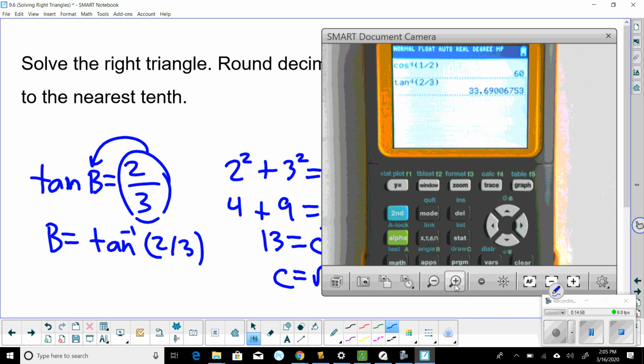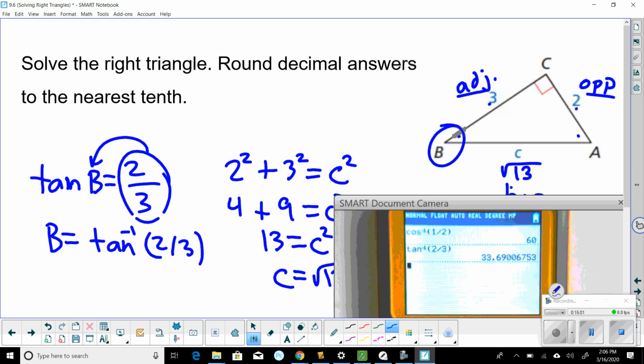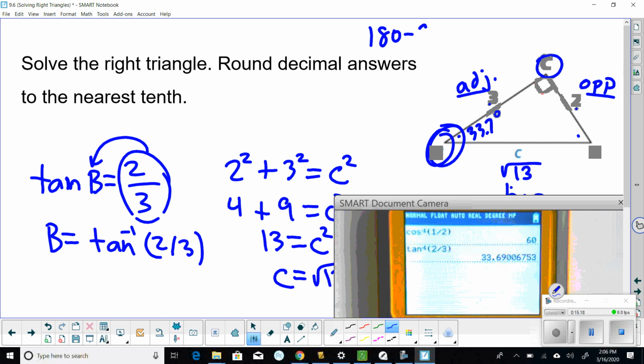So angle B up here is 33.7 degrees. Now I also need to find angle A. You could set up a trig ratio with it, but if I already know angle B and I know angle C, I could just subtract them from 180 to find angle A. So I'm going to go 180 minus 90, which is angle C, minus angle B. Plug that all in a calculator, and that ought to tell me what angle A comes out to be.